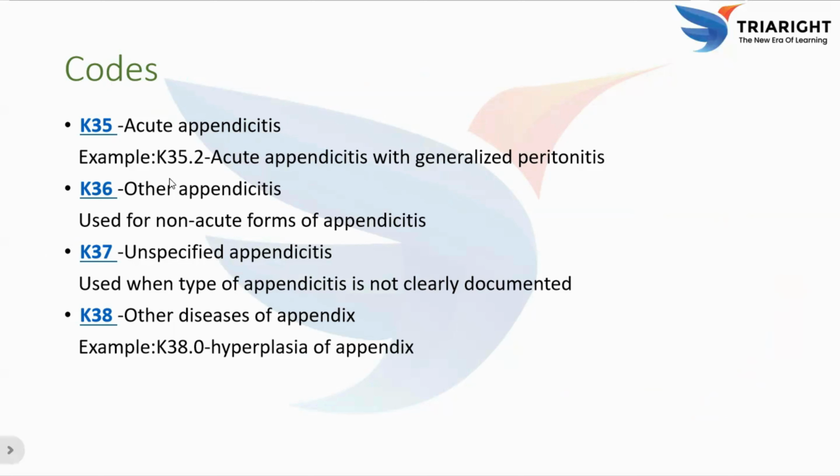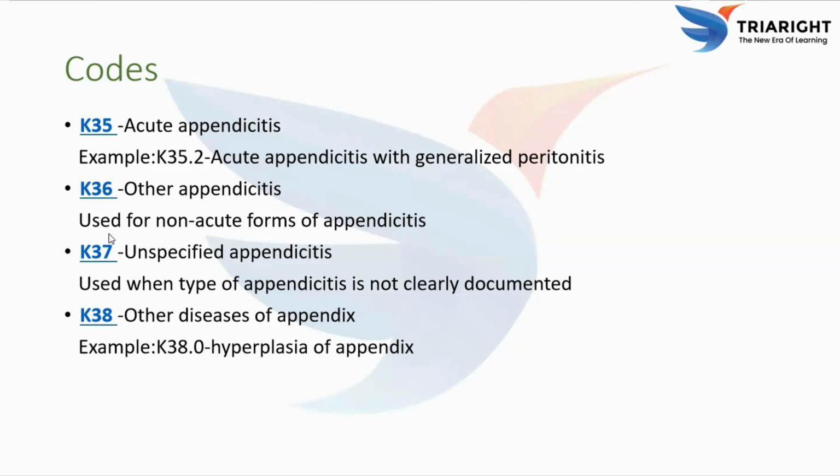So acute appendicitis. This code category is used when the appendix is suddenly inflamed and it requires immediate medical attention, often surgery. Surgery means appendectomy, removal of the appendix. It can lead to rupture or abscess if untreated. For example, K35.2, acute appendicitis with generalized peritonitis. So what are the symptoms of acute appendicitis? Sudden right lower abdominal pain. You can also feel fever, nausea, and vomiting. The only treatment for this appendicitis is removal of the appendix.